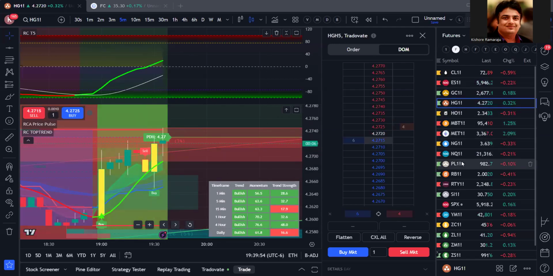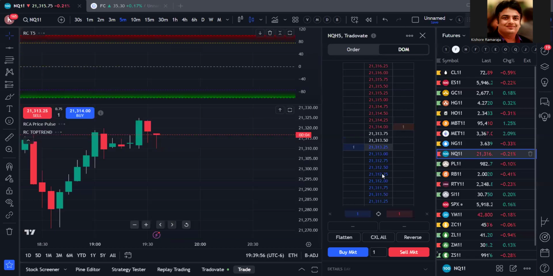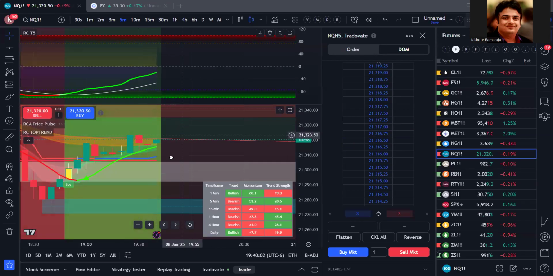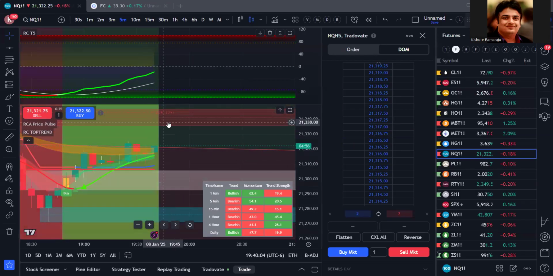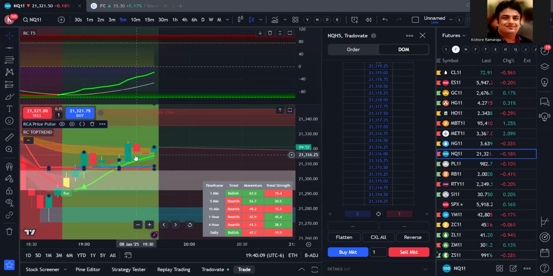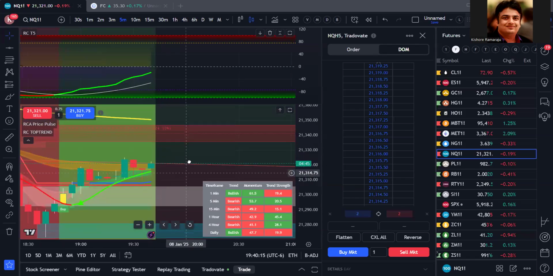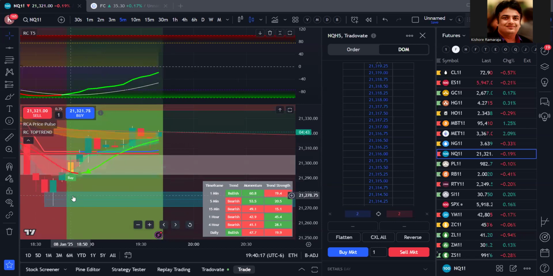Or if I get a sell signal on NQ, it went all the way up. If I get a sell opportunity, that too, right, this is a resistance. If I get a sell close to resistance, that is very good. For gold, if I get a buy close to support, that is very good. So this is my strong resistance area. This is my support area.